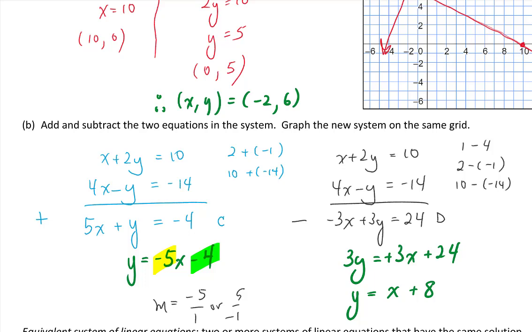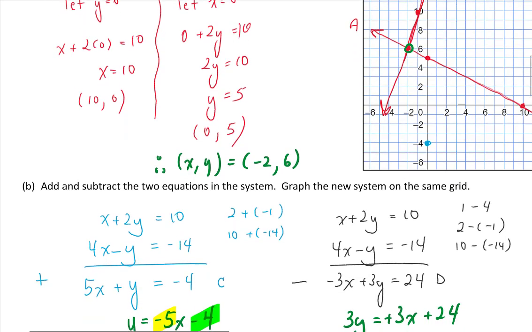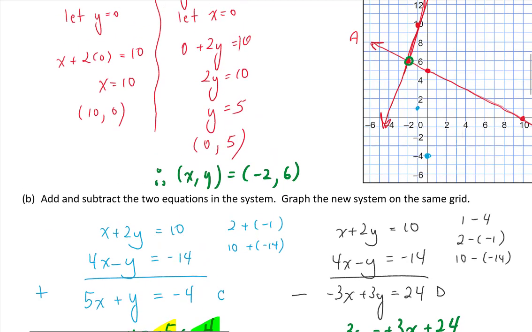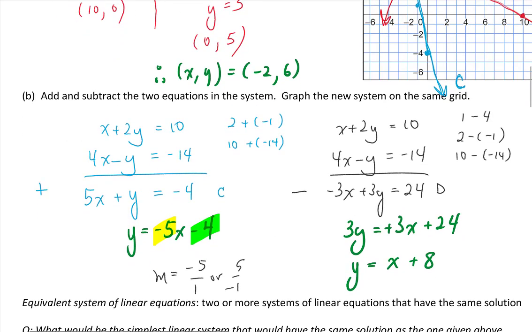So let's start there. Starting at negative 4, and remember the slope says go down 5 and to the right. And you see that goes off the graph again. So it's easier for us to go up 5, 1, 2, 3, 4, 5, and to the left 1. And then if I go up 5 and to the left 1, notice that line C goes through the same point of intersection. When I added the first two equations, it made me a new line that goes through that same point. All right, let's go to line D.